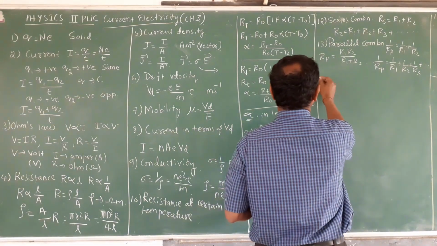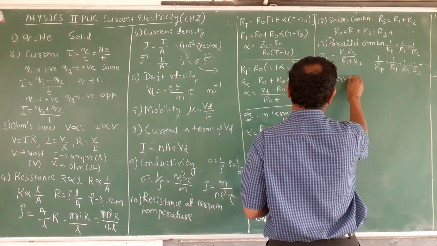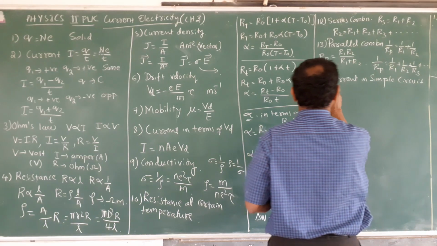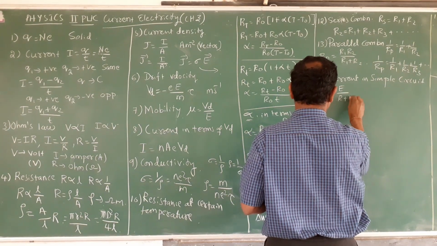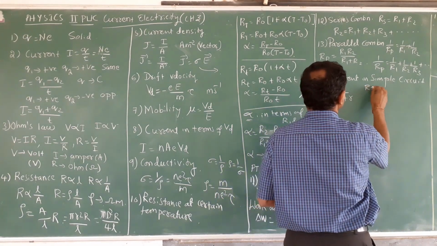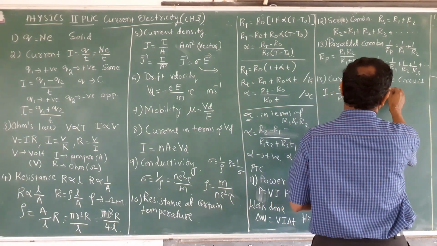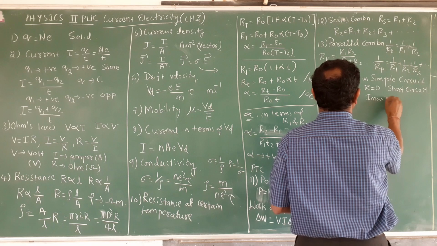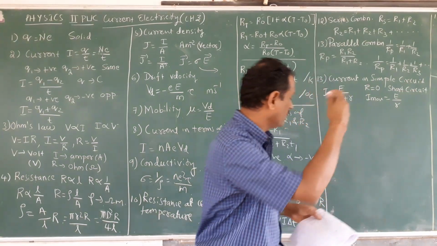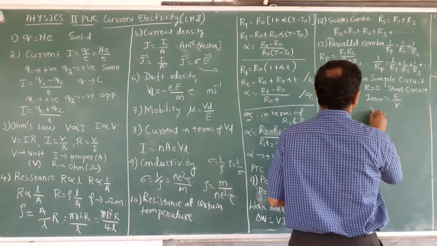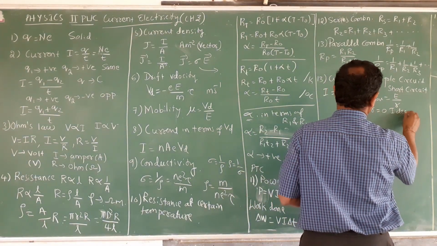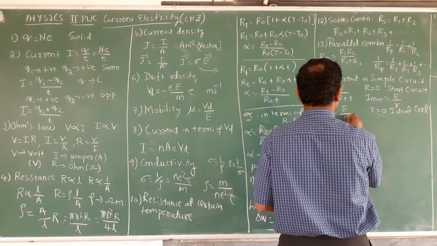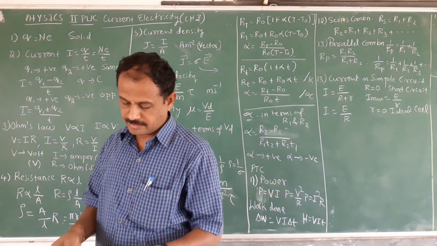Now, current in a simple circuit is very important. That is I is equal to E divided by R plus r. Now, if R is equal to 0, this is said to be a short circuit. The maximum current is drawn here. Now, if r is equal to 0, this is said to be the ideal circuit. Now I is equal to E divided by R, and at that time the cell is said to be an ideal cell.